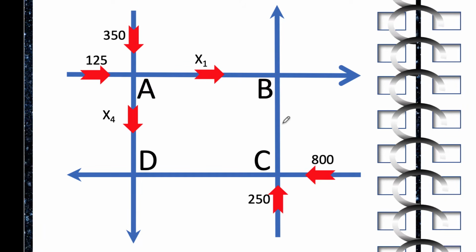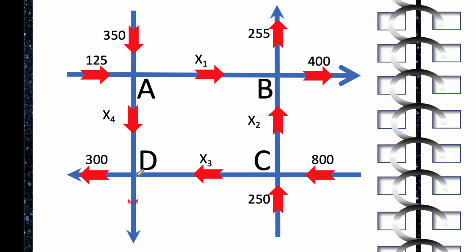Let's say the flow of traffic to intersection B from intersection C is x2 cars per hour, and those cars coming from intersections A and C can flow in 2 opposite directions, one going to the east at 400 cars per hour, and the other going north at 255 cars per hour. Then finally, part of those cars that entered intersection C will flow to intersection D at the rate of x3 cars per hour, and all of those cars coming into intersection D can exit in 2 ways, one going west at 300 cars per hour and the other going south at 600 cars per hour.